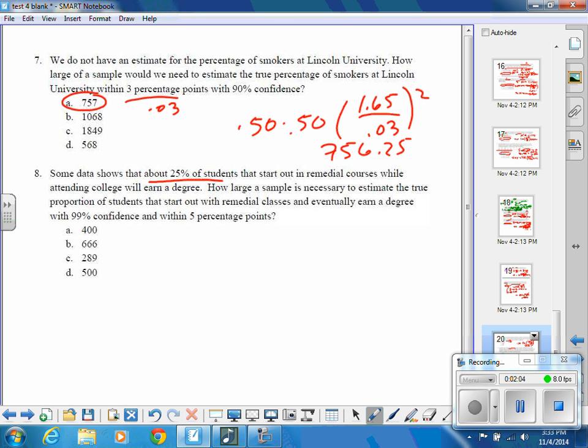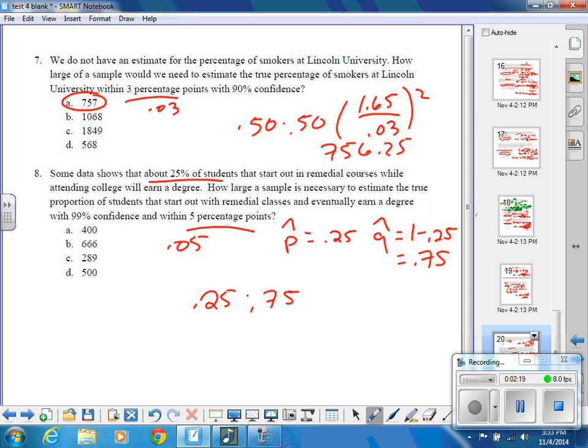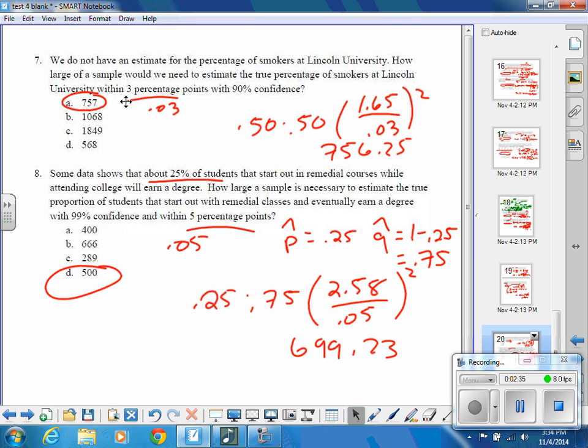Okay, last but not least, they give us this: about 25% start out in remedial courses. And the same thing, 5 percentage points, 0.05. P hat is 0.25, which means q hat is 1 minus 0.25, or 0.75. So 0.25 times 0.75, and then 2.58, because 99% confidence interval, over 0.05 squared. You get 699.23, rounded up to 700.